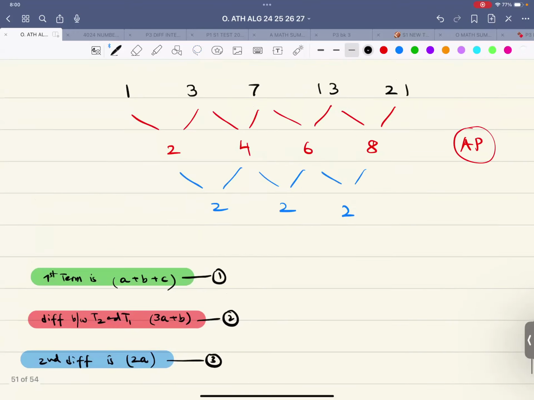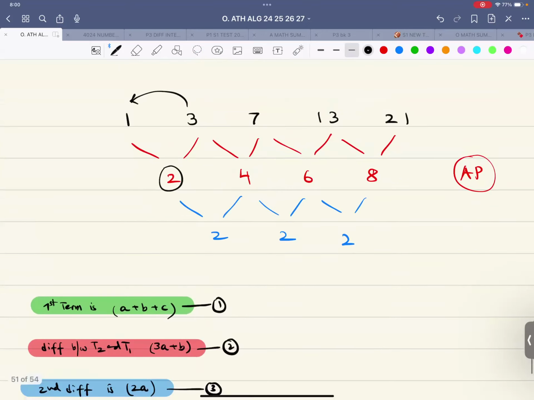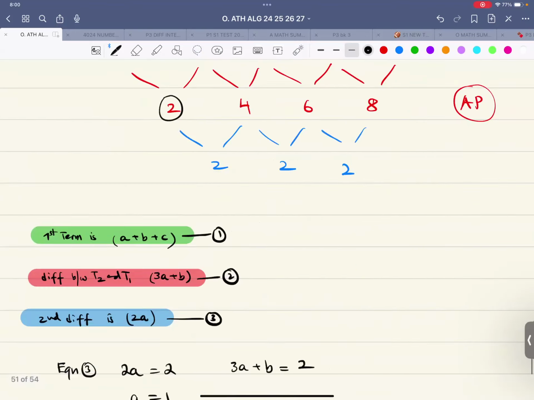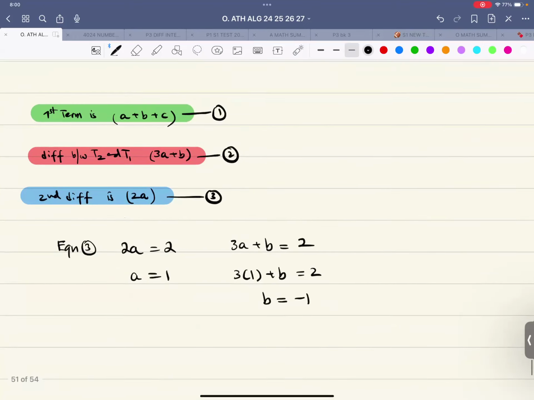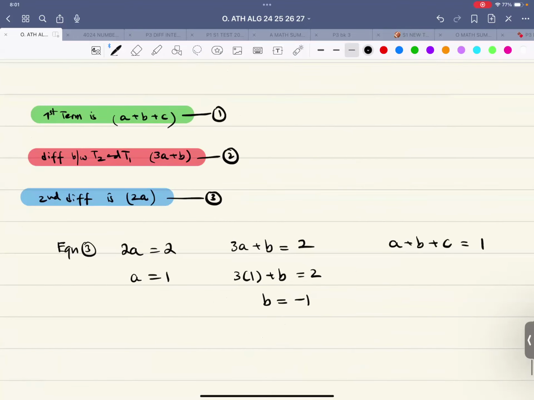The difference between T2 and T1 is 3a plus b. So that is 3a plus b equals 2. And 3 into 1 plus b equals 2. Therefore, b comes out to be negative 1. And then the last thing, a plus b plus c is the first term. The first term is 1. And a is 1, b is negative 1, plus c equals 1. Therefore, c comes out to be 1.